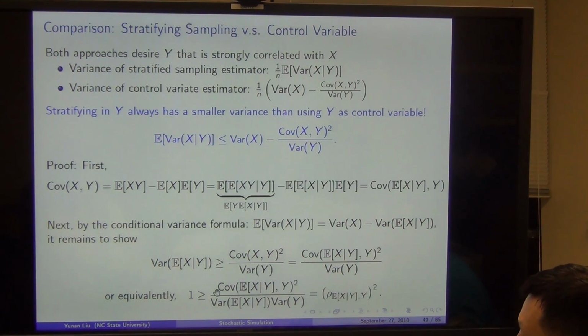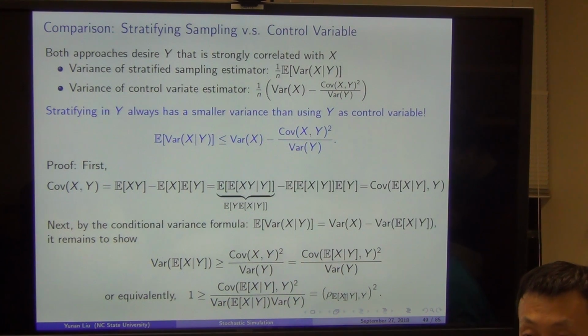Why? The right hand side term is nothing but the correlation of these two random variables squared, which we know always holds, right? The correlation between two random variables is always bounded between -1 and 1.